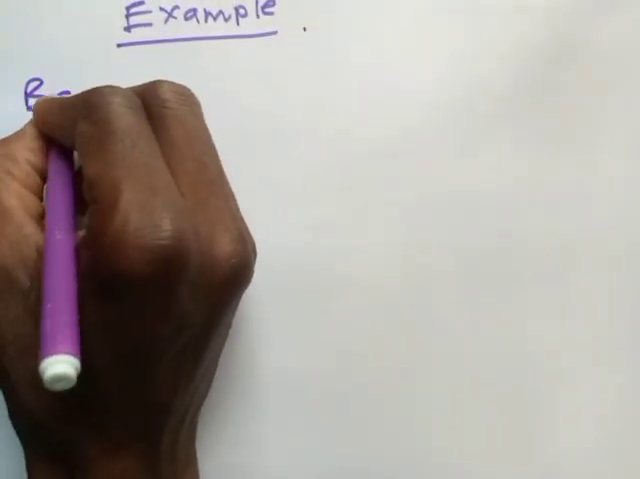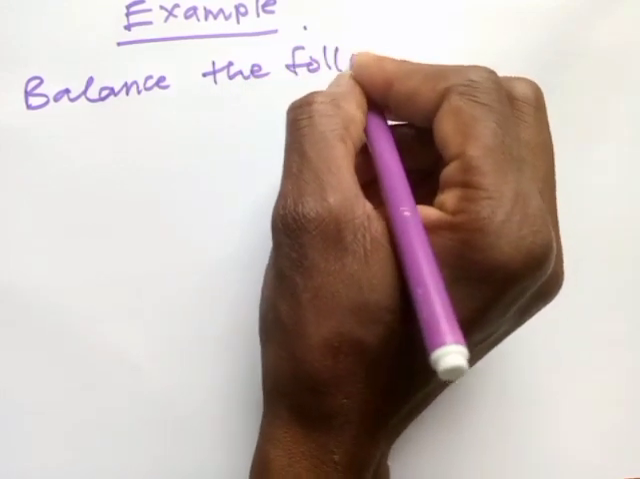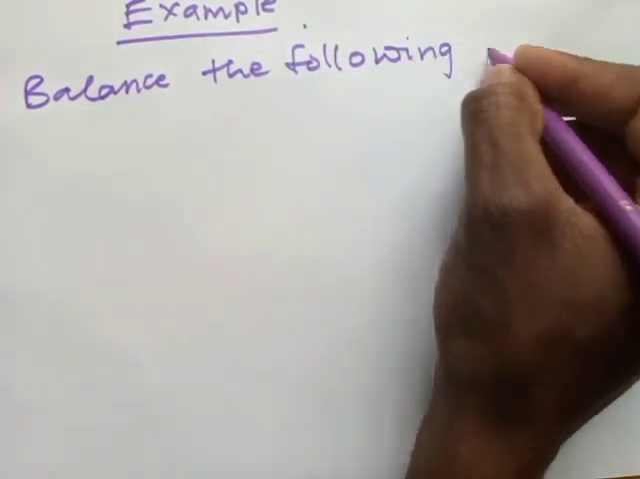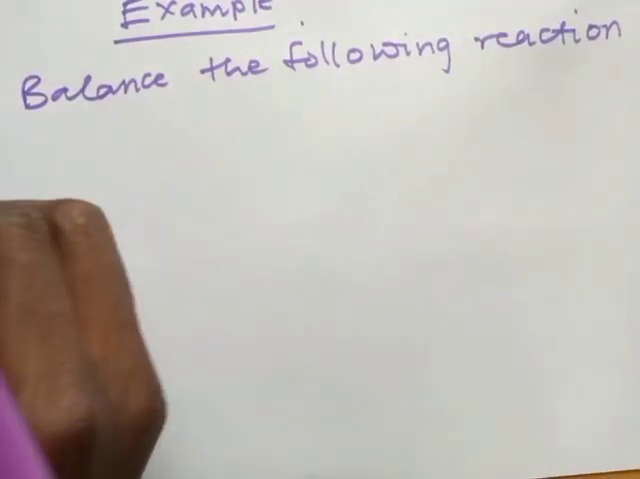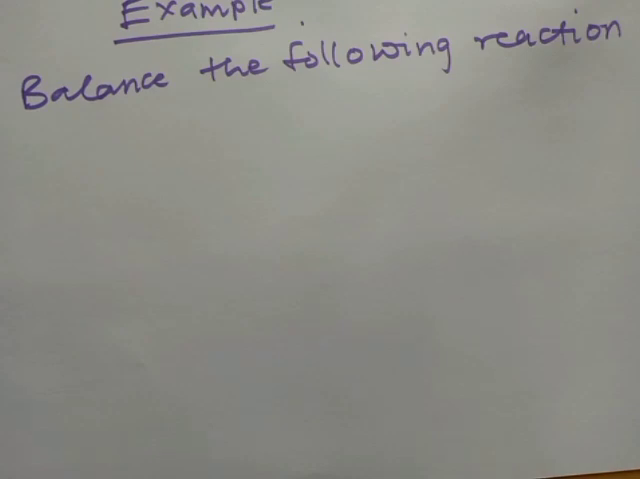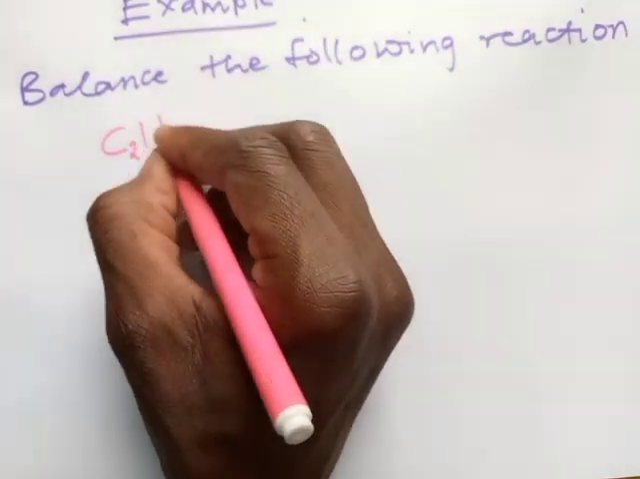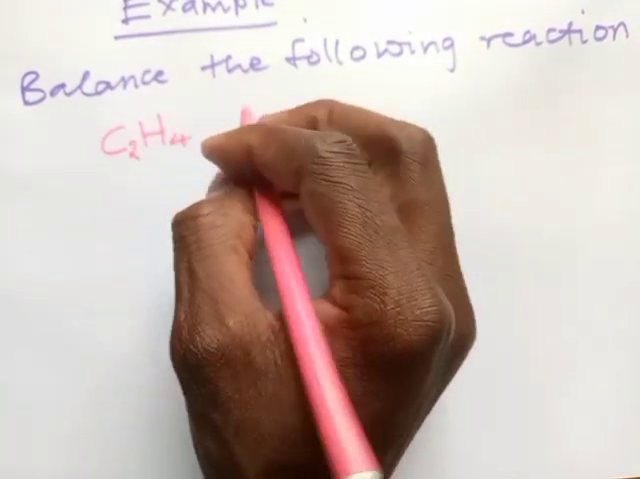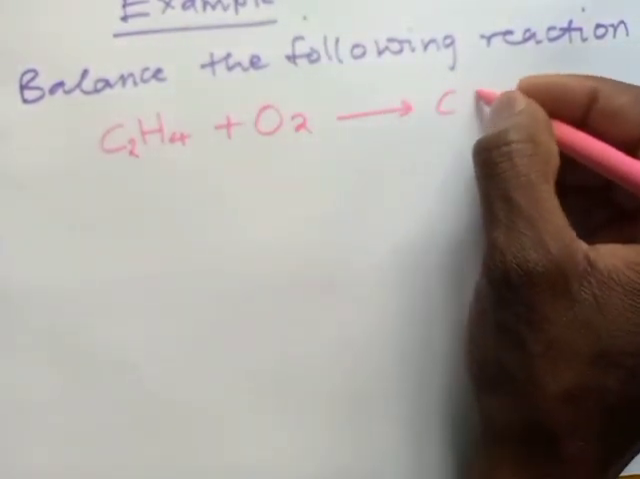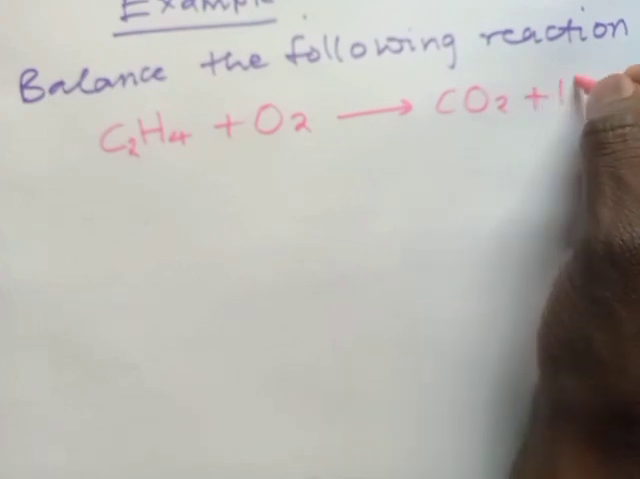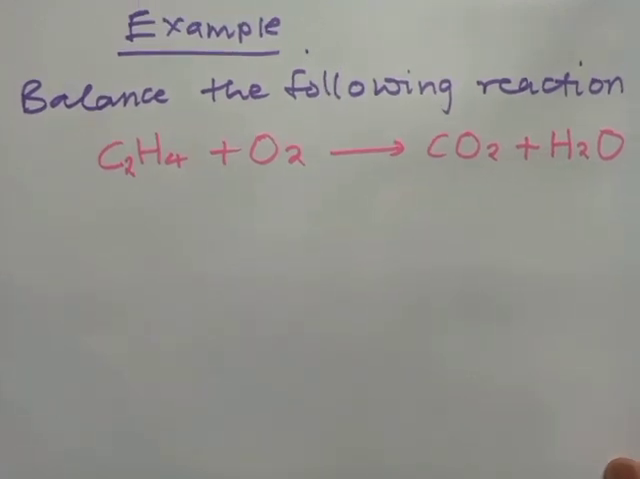So I'll say, balance the following reaction. How is the reaction looking? So we have C2H4 plus O2 producing carbon dioxide plus water. This is the reaction that I'm talking about.